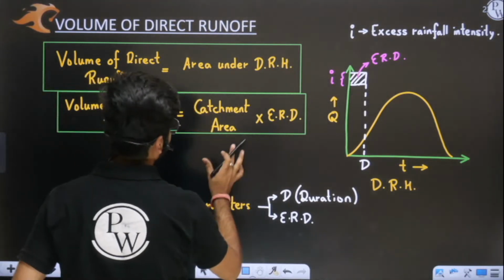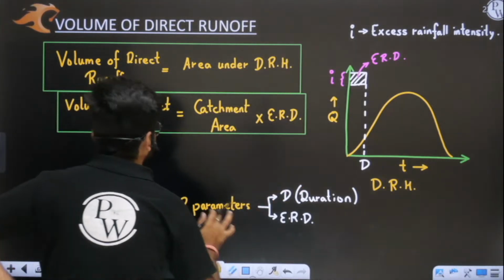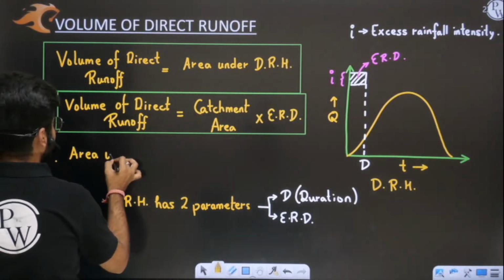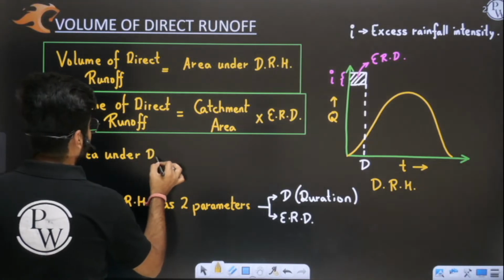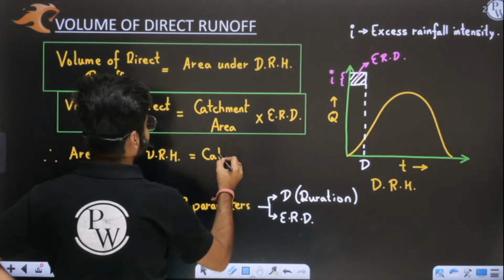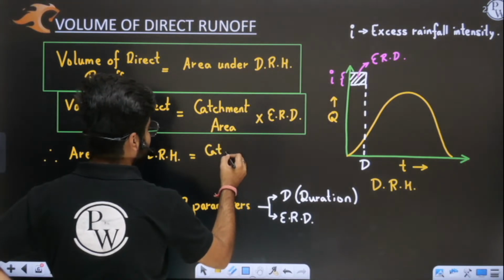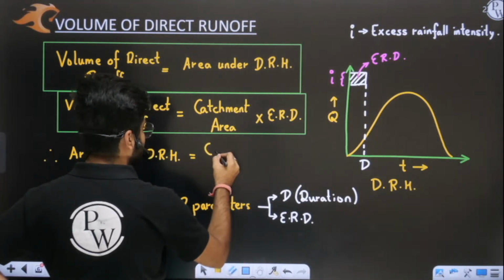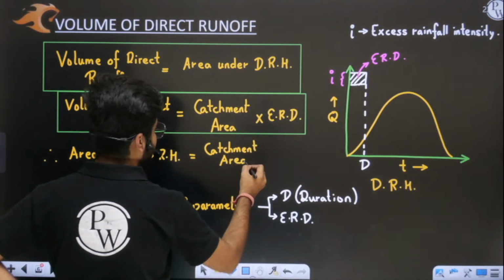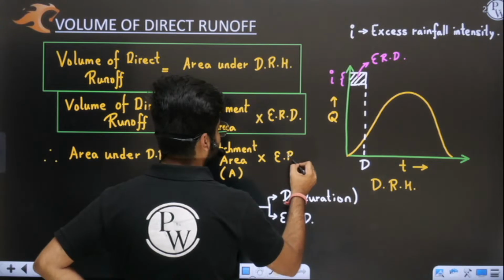So now from this we can reach the conclusion, therefore we can write here, that the area under DRH, the area under the direct runoff hydrograph, is equal to catchment area. We will denote catchment area by A. Catchment area or basin area will be represented by A from now onwards, into your effective rainfall depth.